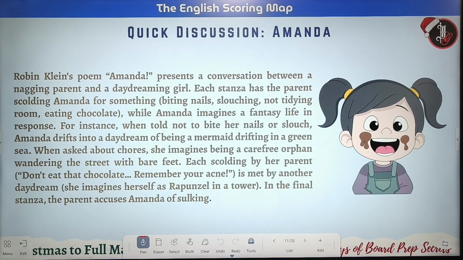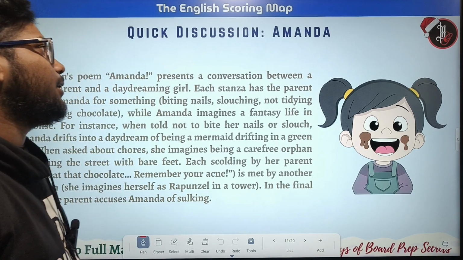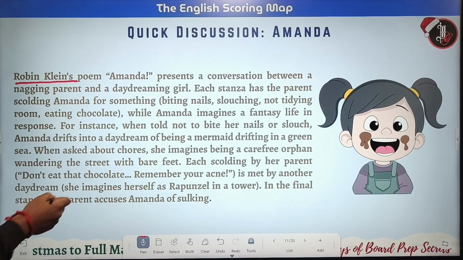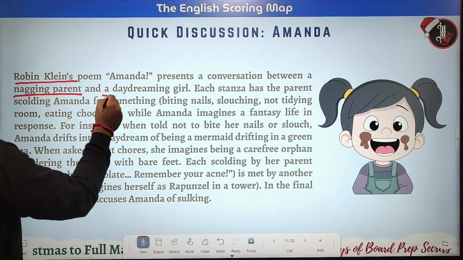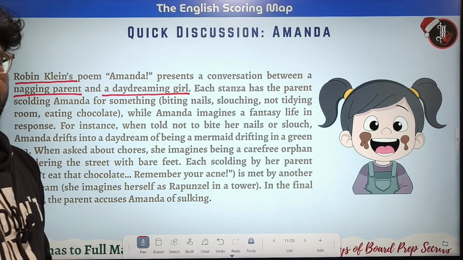So the next topic is Amanda. Amanda is a very interesting poem, a very good poem basically. Let's start. Robin Klein's poem Amanda presents a conversation between a nagging parent and a daydreaming girl. At the first place, it's basically a conversation between a nagging parent and a daydreaming girl. That's very important: the girl is daydreaming.